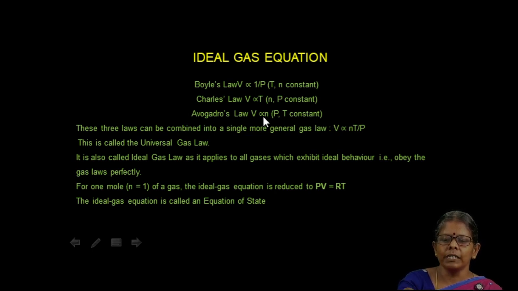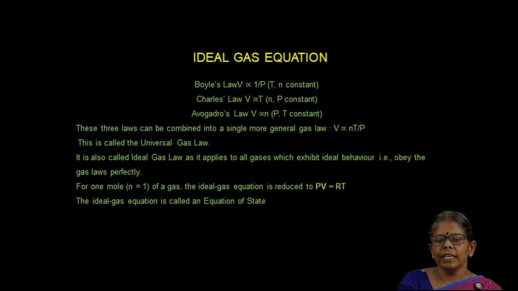Now we combine all these 3 laws and come to the conclusion of PV equals nRT, or otherwise P is proportional to nT by V, that is, directly proportional to temperature and inversely proportional to the volume. The proportionality can be replaced by a constant called R, the universal gas constant. And this PV equals nRT is termed the ideal gas equation. That is, any ideal gas obeys this equation. Or we can conclude that if any gas obeys the ideal gas equation, then it is an ideal gas. If not, then it is a real gas.